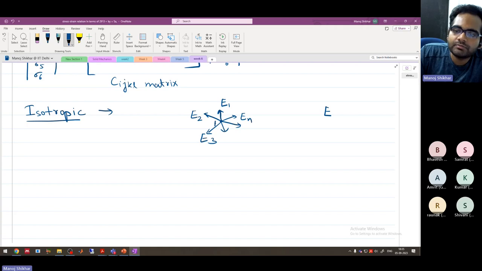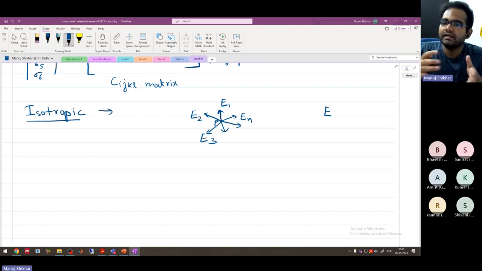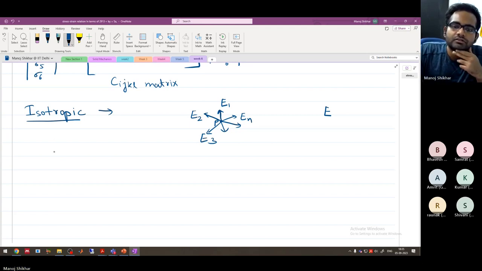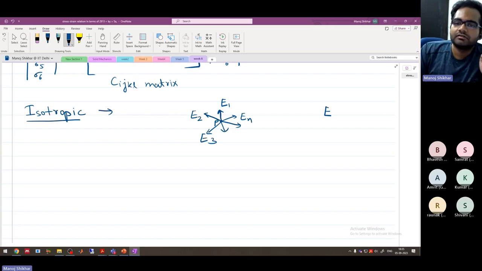Now, at this point P, in any direction in which I move, suppose we are getting the same value of stiffness irrespective of the direction in which I am moving. So in that case, this property is the same in all directions at that point. So this property is called isotropic. That is, the property is not changing with direction. In any direction, you will get the same value of the property.